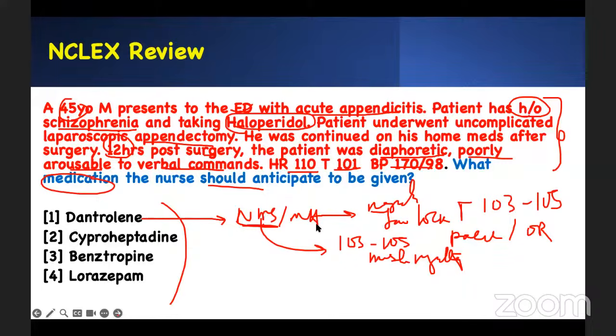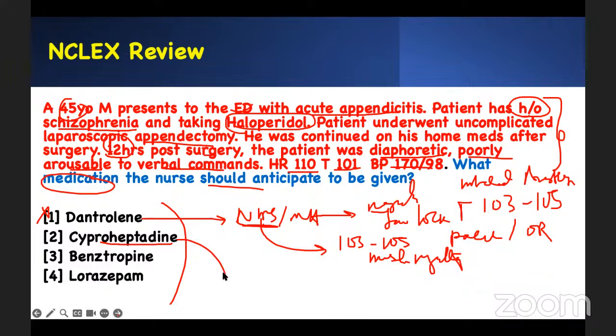For malignant hyperthermia, usually they have inhaled anesthesia too. I never said anything about inhaled anesthesia. This never happened in the PACU. There's no lockjaw. There's nothing like that. Therefore, dantrolene is gone.